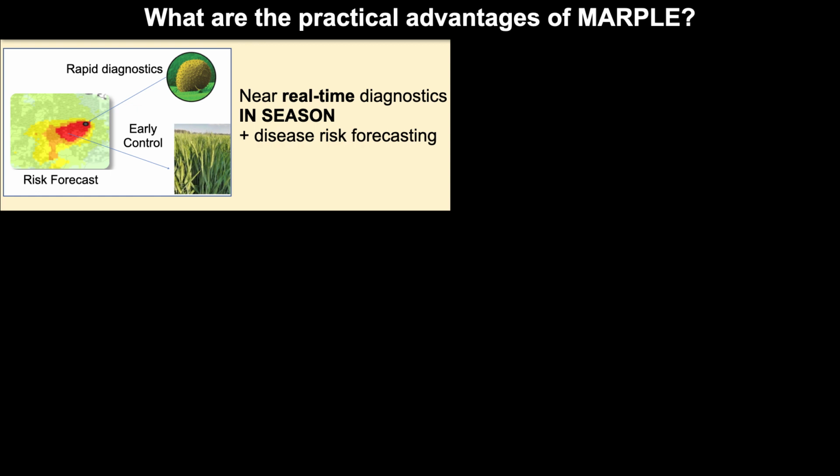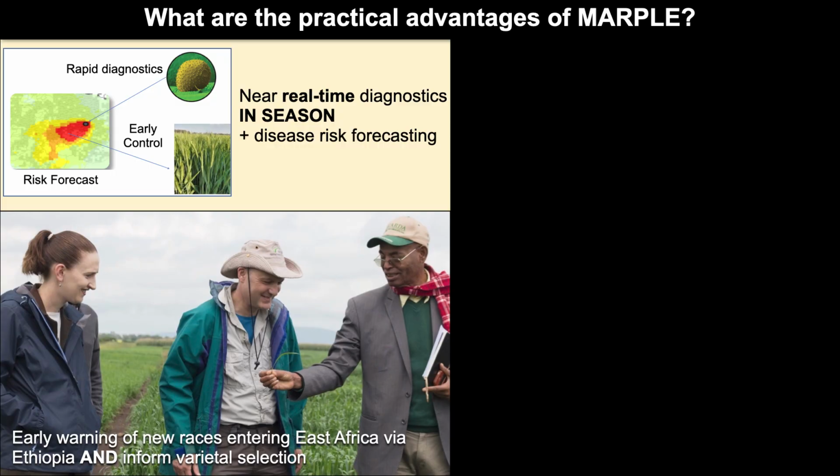And so what are the advantages of using this MARPLE diagnostics method? Well, we get information, as I mentioned, in near real time. We can then put that into our disease forecasting. So if we know we've got a new strain in an area, we can then predict where it might move next. It will give us an early indication of new strains that might enter a particular area, such as in the case of Ethiopia and East Africa. And this can help us also with selecting the most appropriate wheat varieties to recommend to farmers to grow, because we can then know which particular wheat varieties might be vulnerable to those particular strains in country.